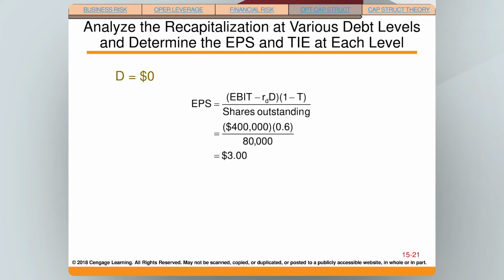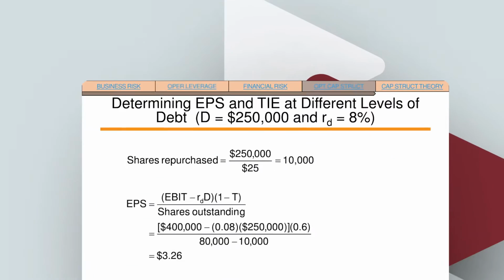Analyze the recapitalizations of the various levels and determine the EPS. What if you have 0? So EBIT, yun yung kanina, ha? EBIT minus RD, times 1 minus the tax rate. Meaning 400,000 divided by 80,000. Your EPS here is 3 pesos. Please take note of the 3 pesos, ha?